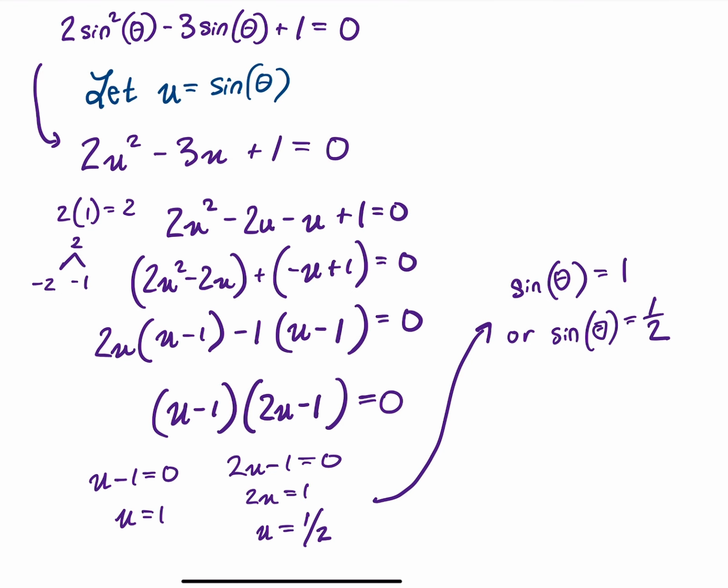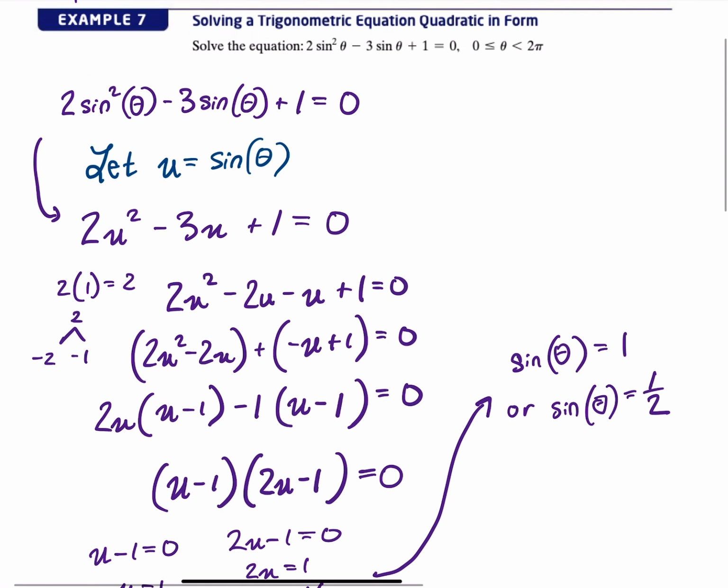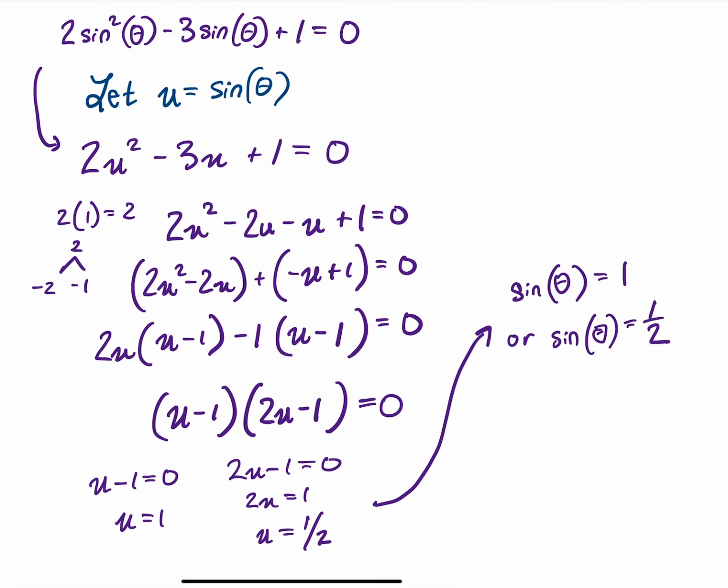And remember, we were asked for this interval. We want all values of theta between 0 and 2 pi that make these two statements true. So now we have two little trig equations to solve. Between 0 and 2 pi, that's one trip around the unit circle. So what are all angles that have a sine value of 1 or 1/2?